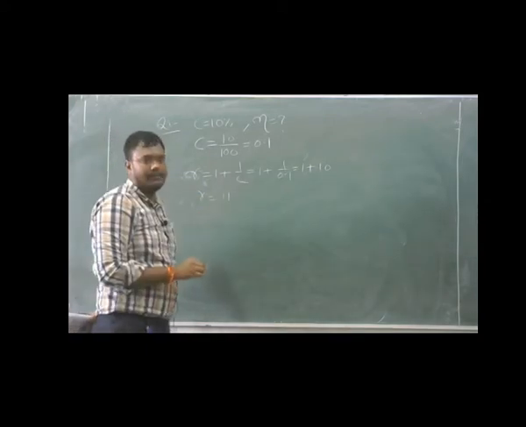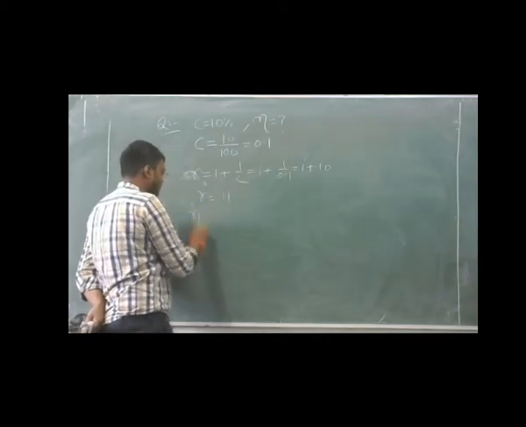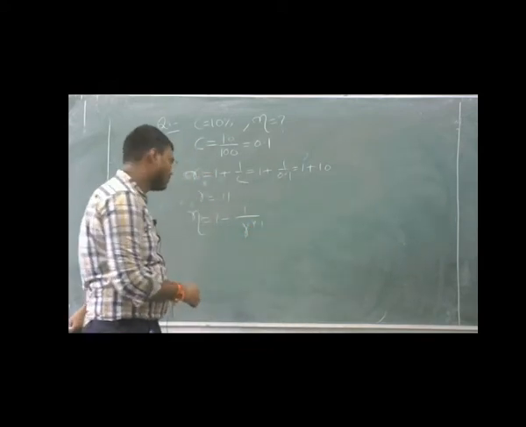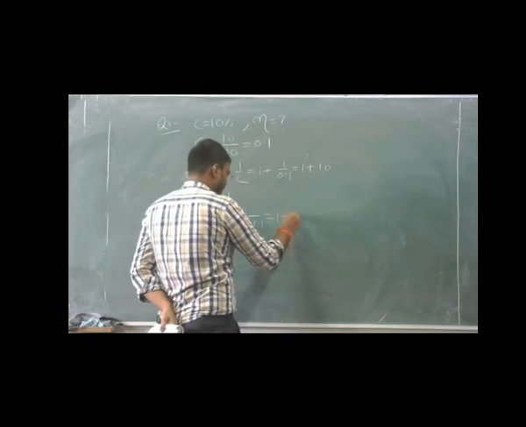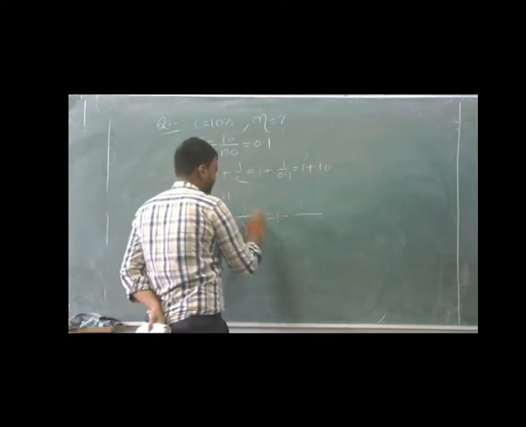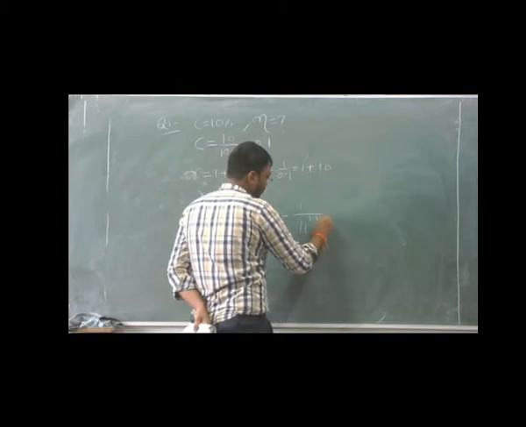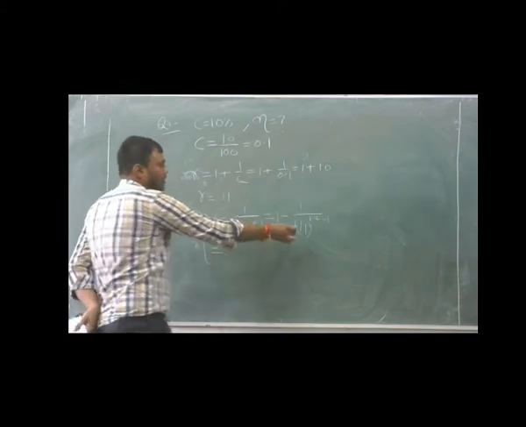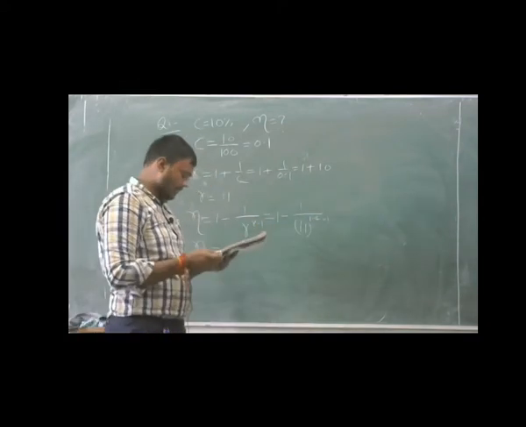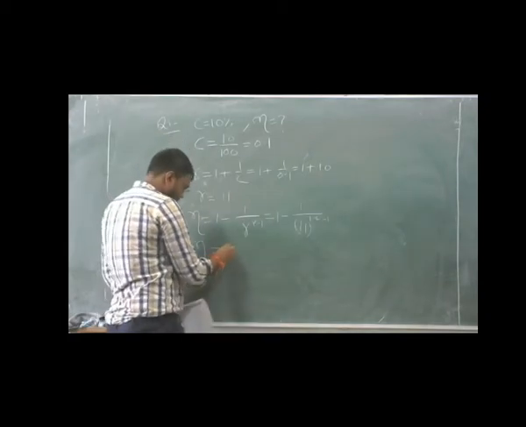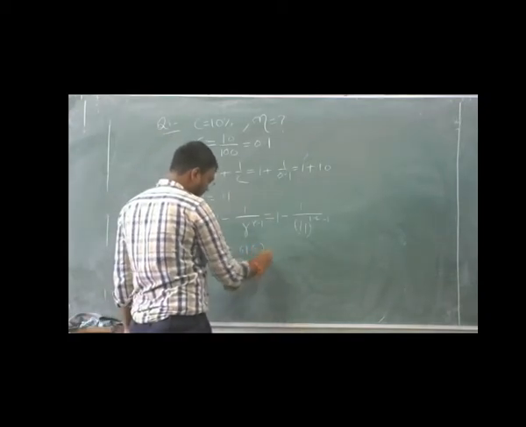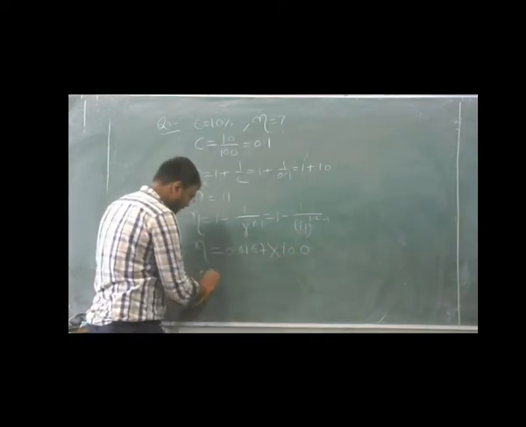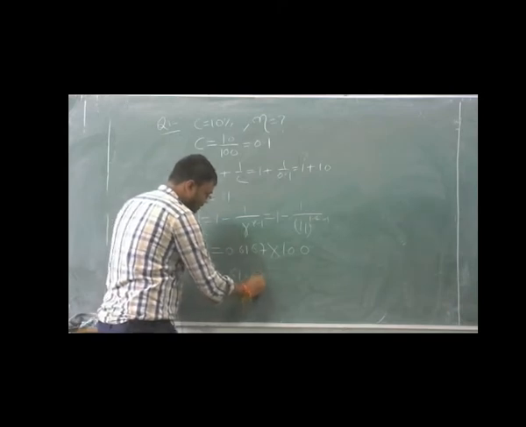Now we have the value of the compression ratio, R is equal to 11. So we can easily calculate the efficiency of the cycle: eta is equal to 1 minus 1 by R to the power gamma minus 1. That is 1 minus 1 by 11 to the power 1.4 minus 1. When you calculate with a scientific calculator, you will get eta equal to 0.6167. It is a fractional value, so you multiply by 100 and get eta equal to 61.67%.